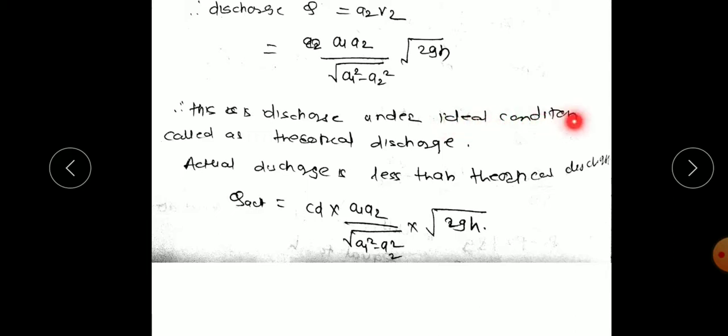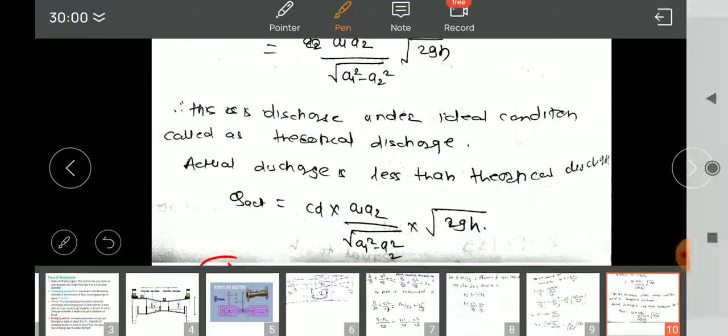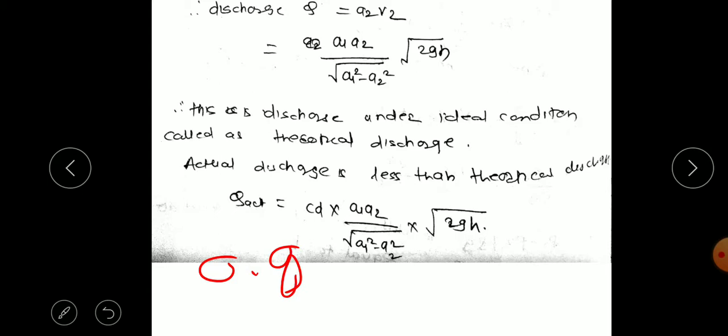As we assume ideal conditions, but the actual discharge is less than the theoretical discharge because of the viscosity, meaning friction of the fluid. Again, the flow may be turbulent. For those cases, the actual discharge is less than the theoretical discharge. So Q actual is taken as a coefficient CD, the coefficient of discharge, multiplied by this term. So CD is the coefficient of discharge for the venturimeter. Normally its value varies from 0.8 to 0.98. If CD is more, there will be more flow rate.